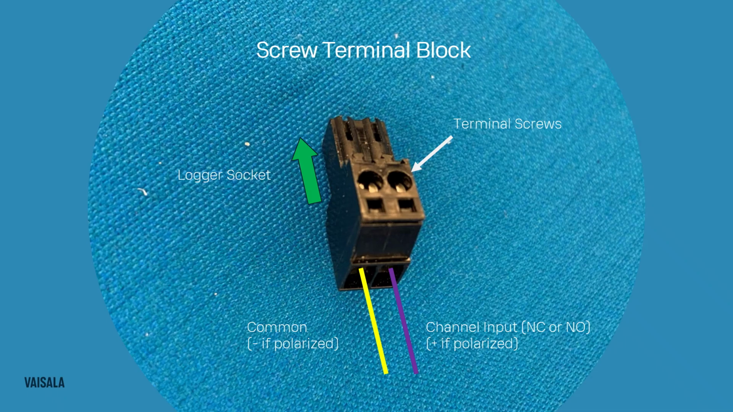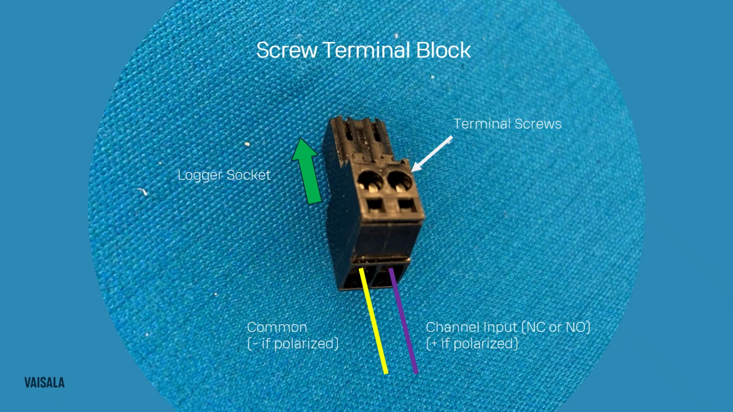Now, looking at the plug in this orientation, I'm showing you the polarization of the connector itself. There is a common. This has to do with the way the data logger takes inputs. All the commons are connected inside the data logger, so that must be the negative terminal when you're connecting the device to a polarized relay. The contact input channel, which is the true input on the data logger, is the positive lead.